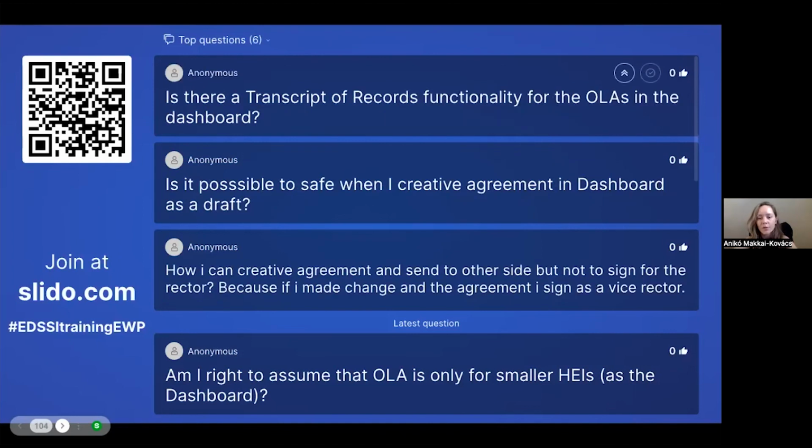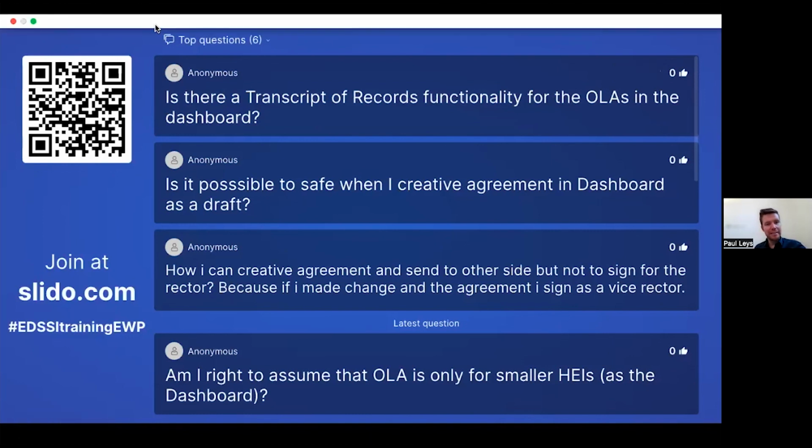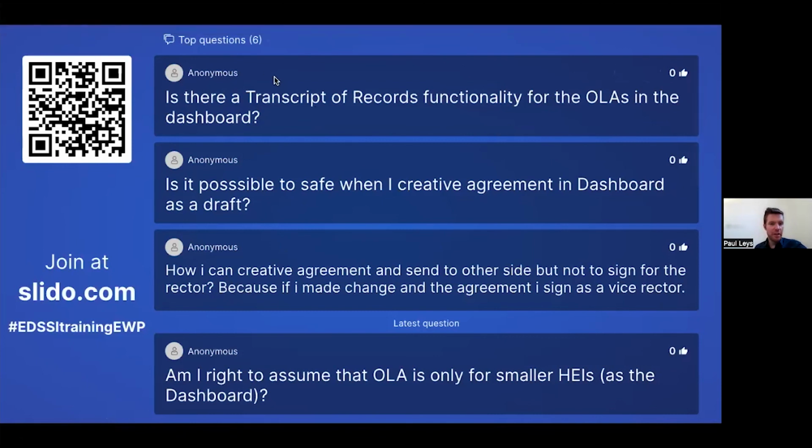Is there a transcript of records functionality for the OLAs in the dashboard? Currently, that's not the case, but given the timeline, such functionality will become available as we move along towards the mandatory usage of transcript of records for higher education institutions. So you should be assured that the functionality in the dashboard will follow the roadmap as set out by the European Commission. So if it's not the case right now, it will be made available in the future for sure.